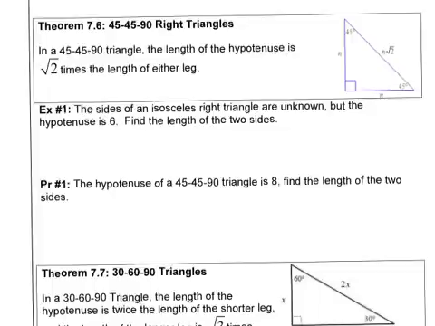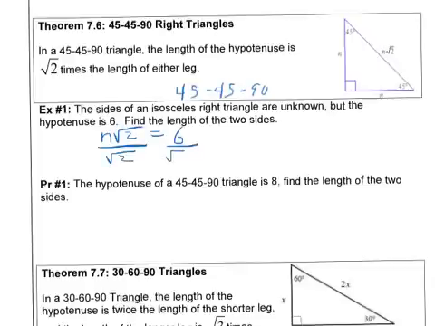Alright, it says the sides of an isosceles right triangle. Alright, must be talking about 45, 45, 90. That's what isosceles right means. Are unknown, but the hypotenuse is 6. Find the length of the two sides. Okay. Remember that the side times rad 2 equals the hypotenuse. So let's just write that. Side, we'll call it n, times rad 2 equals the hypotenuse of 6.